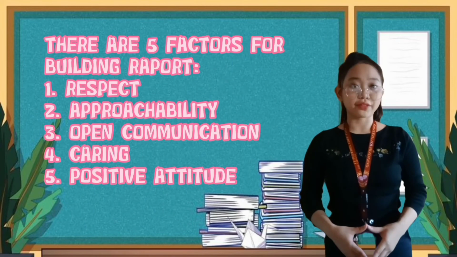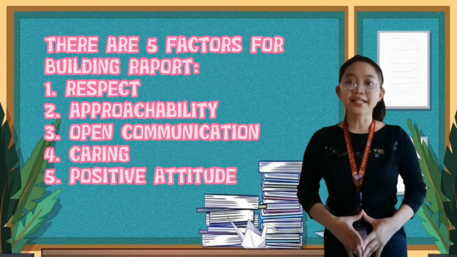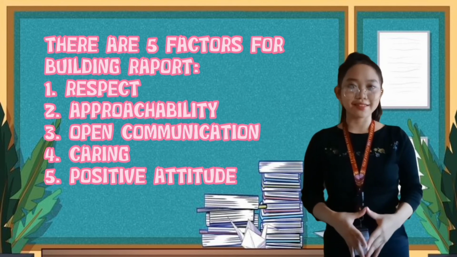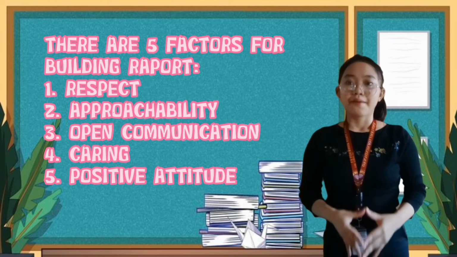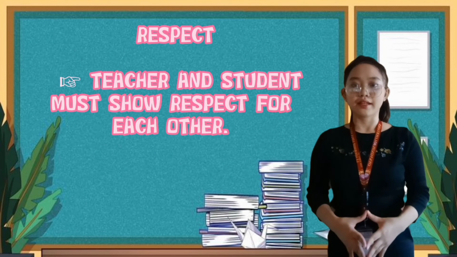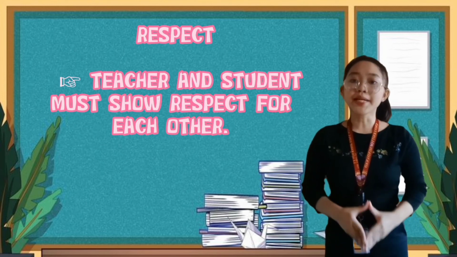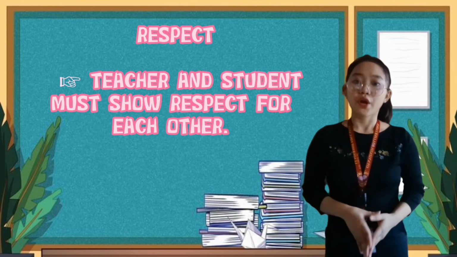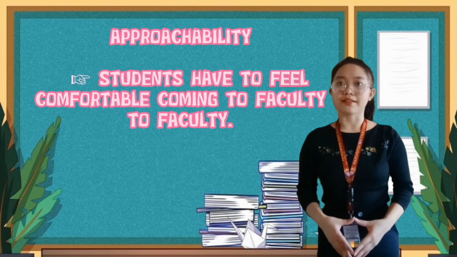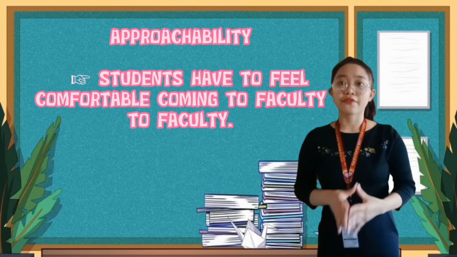There are 5 factors in building rapport. First, respect. Second, approachability. Third, open communication. Fourth, caring. Fifth, positive attitude. The first one is respect. Teachers and students must show respect for each other, for the learning process, and for the institution where it is occurring. Next is approachability. Students have to feel comfortable coming to faculty.